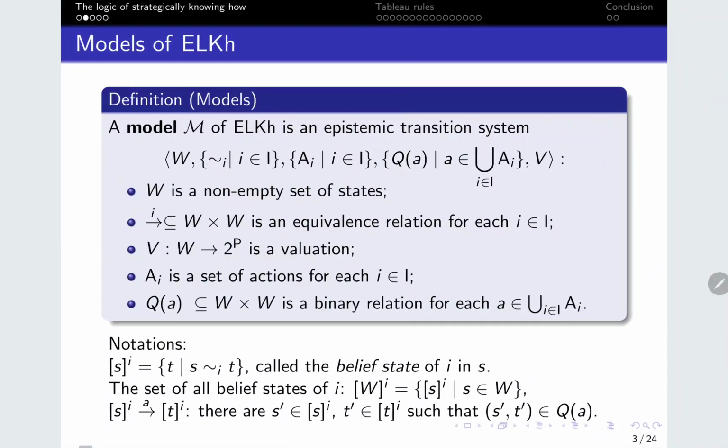Before moving on, we first say something about the notations we are going to use. The equivalence class of s is also called the belief state of the agent i in s, and the set of all belief states is the set of all equivalence classes. And we say two belief states are accessible by the action relation if and only if there are two states s' and t' in them such that these two states are accessible by the action relation.